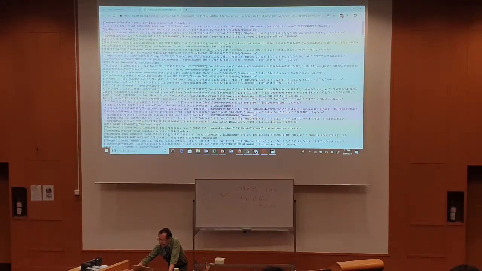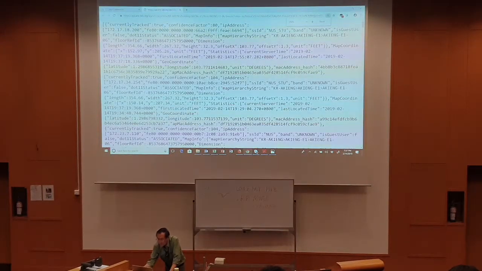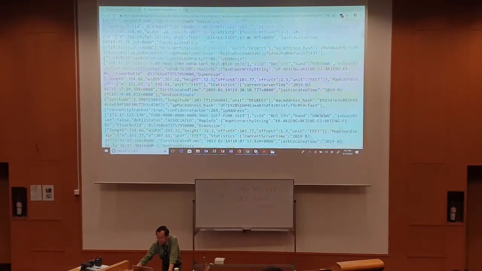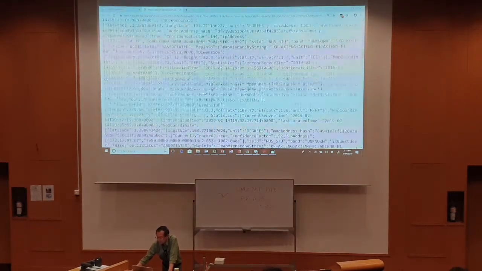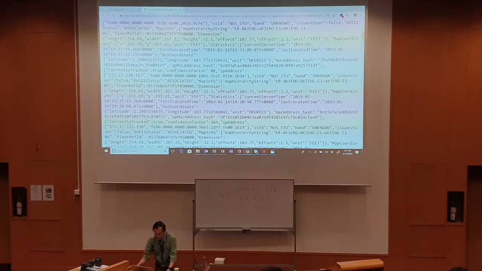So for example, you can see the SSID, this is the student, and he's associated, and so on and so forth. So we have all this data which can be used for research. A couple of my students are trying to do analytics for crowd dynamics: where people gather, how long they stay in a place, where they move from A to B, etc.